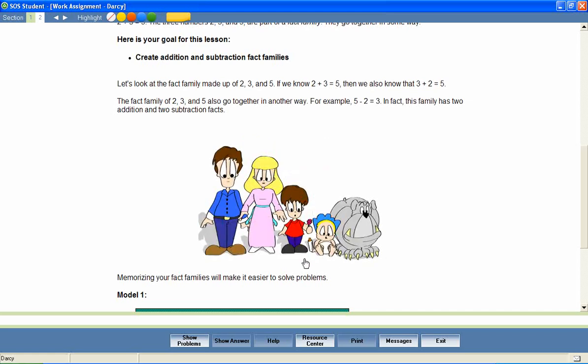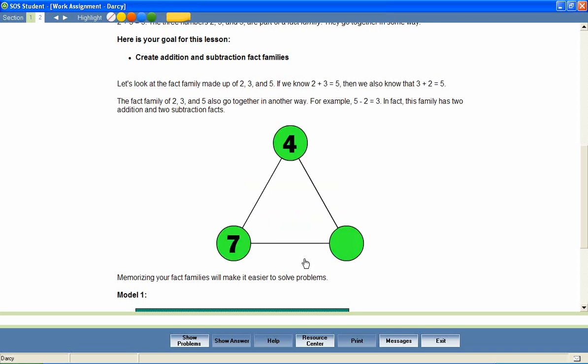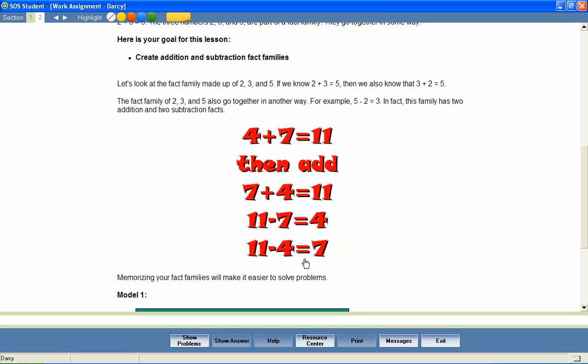I'm sure you're part of a family, but did you know that there are families in math? With any three numbers, if we know one fact, then we really know four facts. Those four facts together make up a fact family. Let's start with the numbers 4, 7, and 11. You know that 4 plus 7 equals 11, but if you know that one fact, you also know that 7 plus 4 equals 11. 11 minus 7 equals 4. And you also know that 11 minus 4 equals 7. See, you start with three numbers. If you know one fact, it means you really know four facts. That's a fact family.